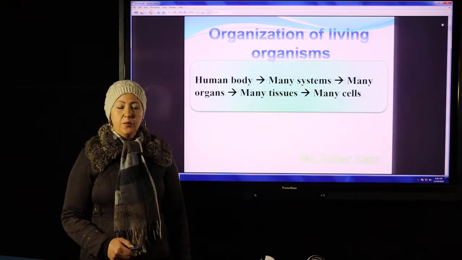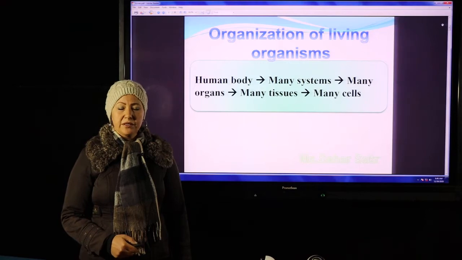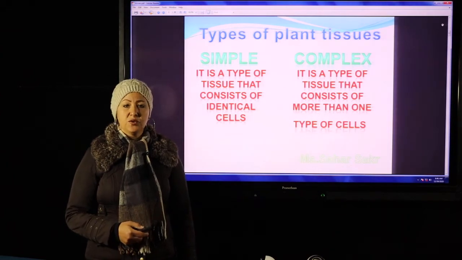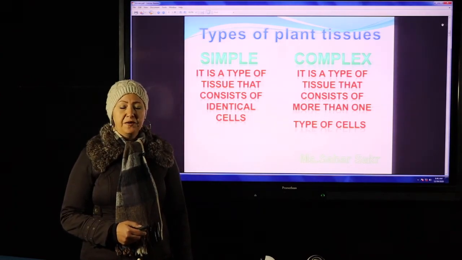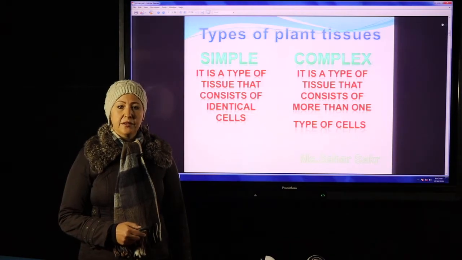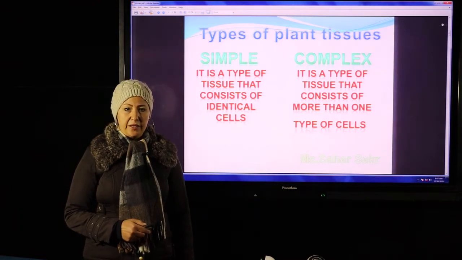So finally, we find that the cell is the smallest building unit inside our body or inside the living organism's body, and the tissue consists of a group of cells with each other, okay? Next step, we have to know that the tissues inside the plant differ from the tissues inside the animal's body. So, first part of the lesson, we are going to talk about the types of tissues inside the plant.